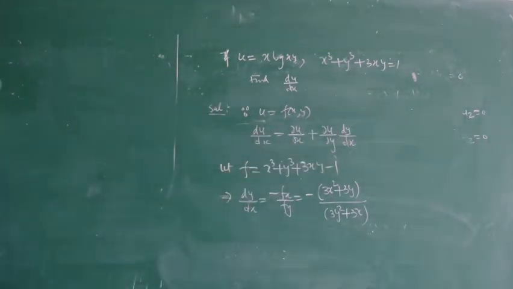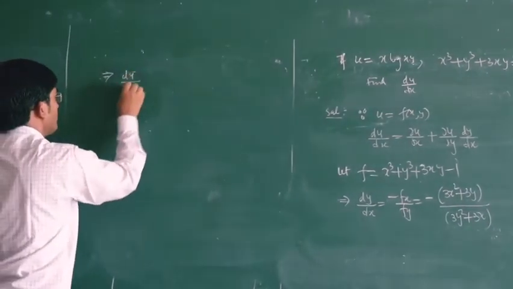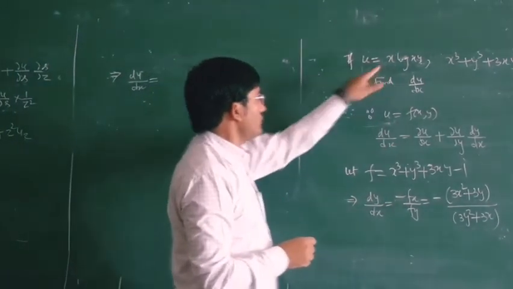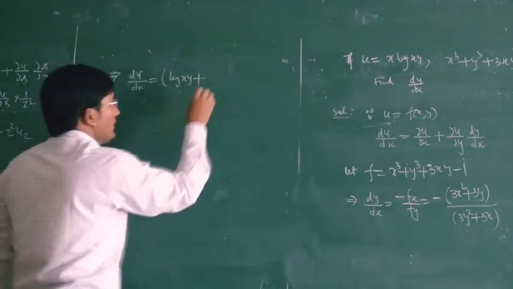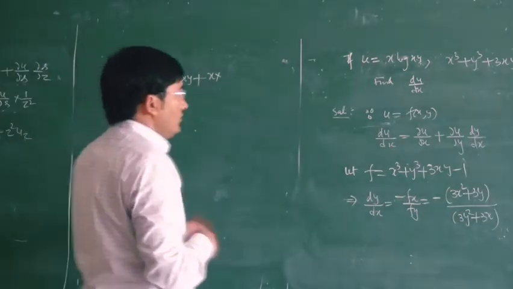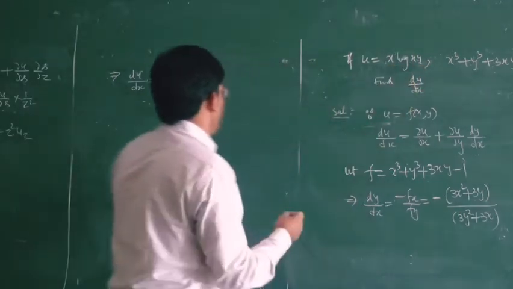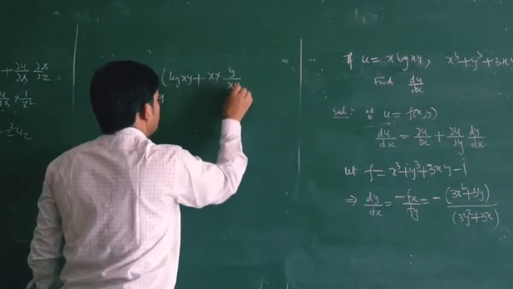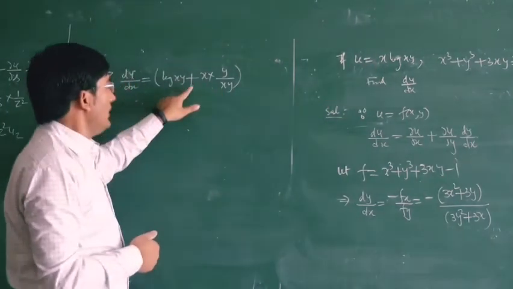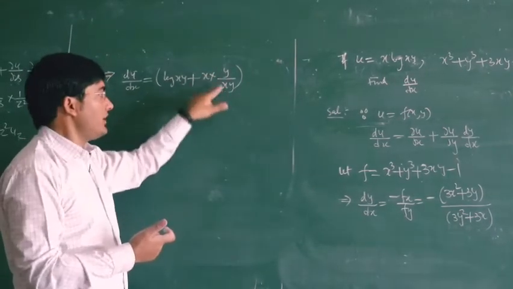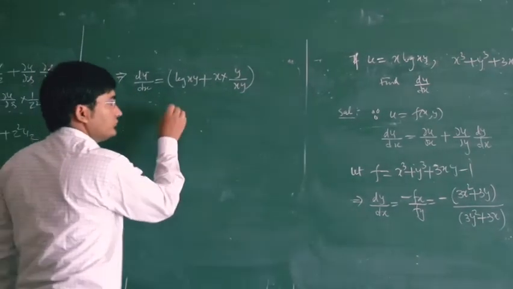So this implies du upon dx equal to, the first term is del u upon del x. So the differentiation of this one with respect to x will be 1, then we will have log xy plus x into the differentiation of this log with respect to x. So this will be y upon xy. So we have this value of del u upon del x. This is simply log xy, and then x, the differentiation of log x will be 1 upon x, and then the differentiation of x will be 1, and we have y as a constant. Then del u upon del y.